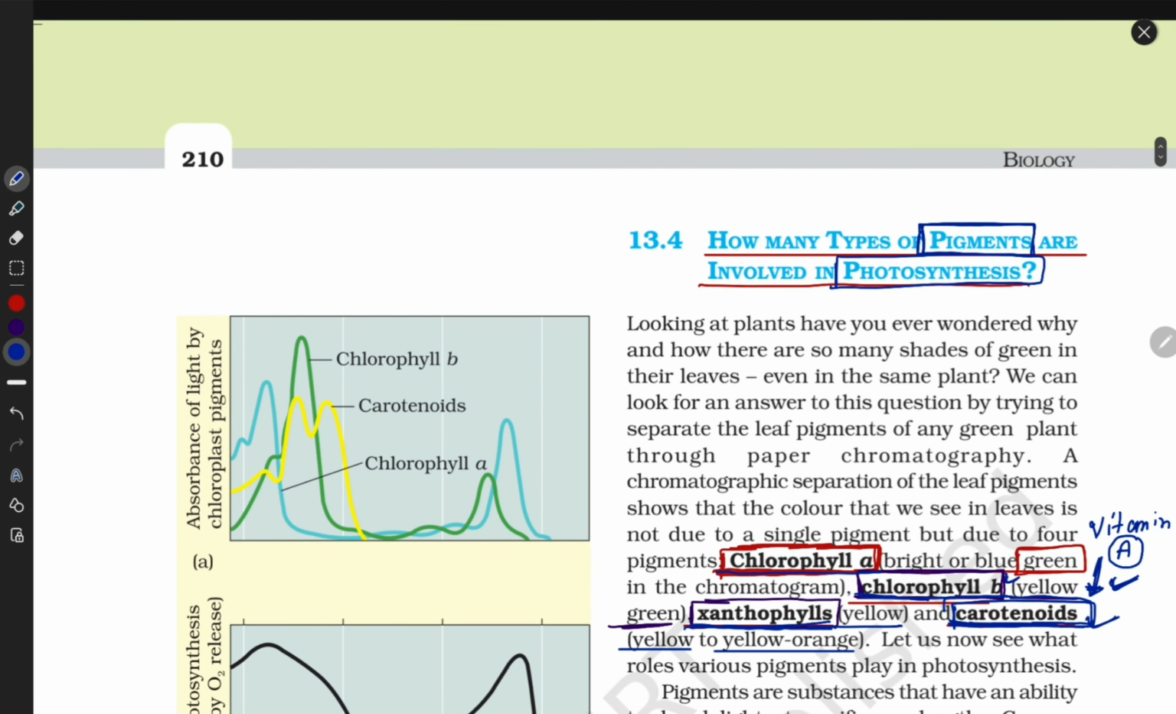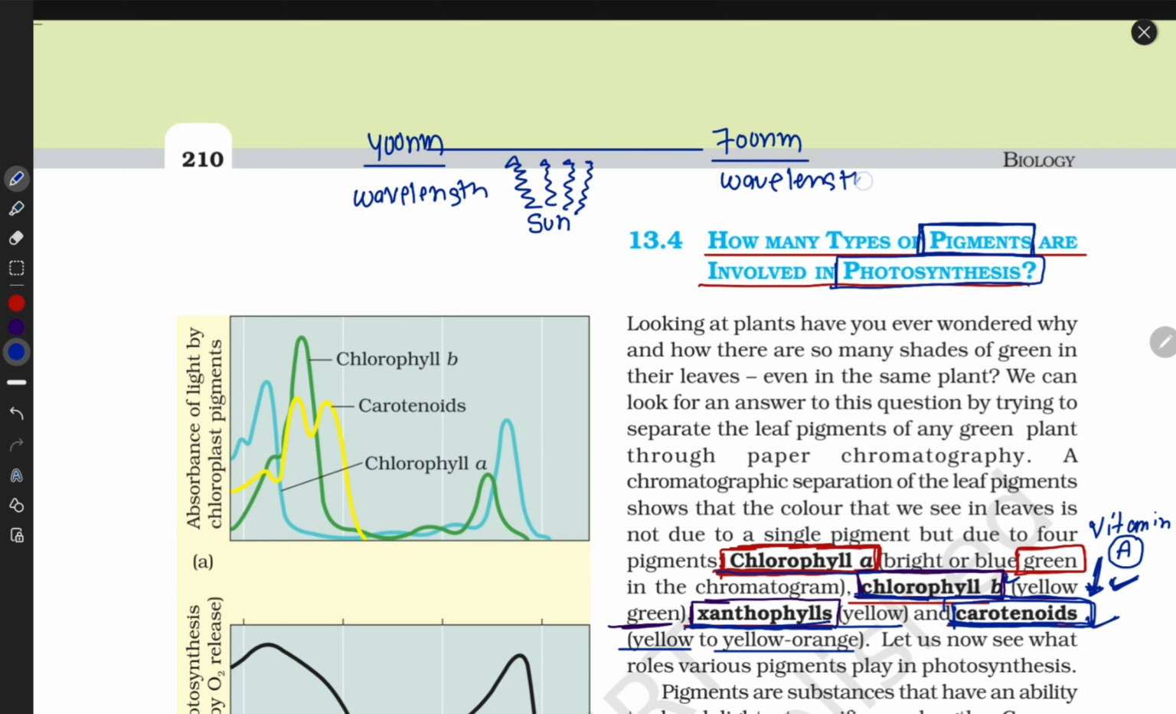We know the Engelmann experiment, they showed that the sun releases sunlight. This sunlight has many components. It may be infrared light, it may be UV light, it may be visible light. So plants absorb visible light of 400 nm to 700 nm wavelength. This is the wavelength plants absorb.